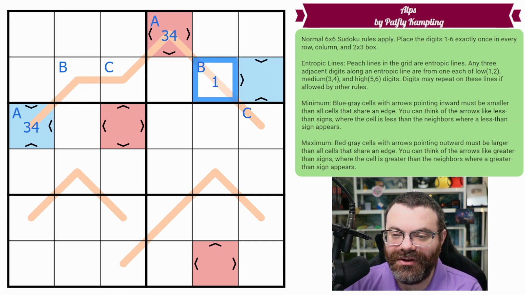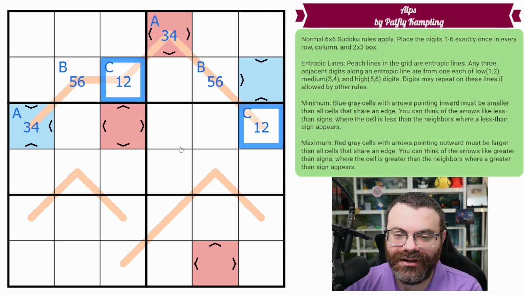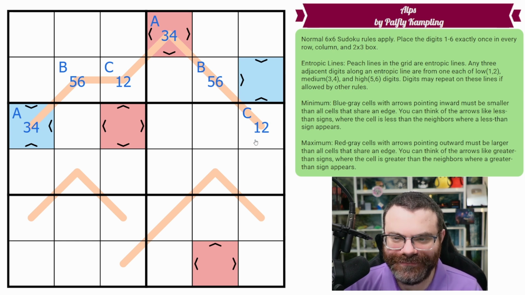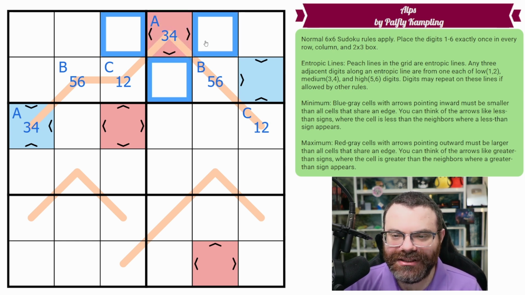So B cannot be low, and it can't be mid because A is mid, so B is high, and that makes C low. All right, so that's cool. What do we do from here? Okay, so mids are quite limiting.